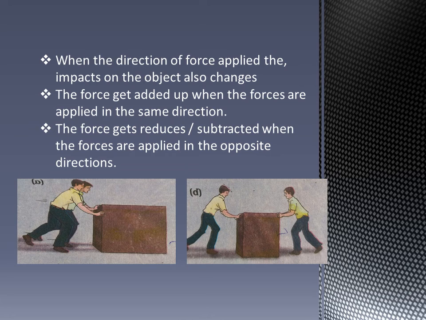Suppose someone is pushing you from this side, then another one is pushing from your right, and another from the left. When both are pushing you, you can't move to the left or to the right. You will stand straight only. The same thing happens here. When the force is applied in the opposite direction, the box moves neither to this side nor to that side. This means that when the force is applied in the opposite direction, the force gets reduced or subtracted.